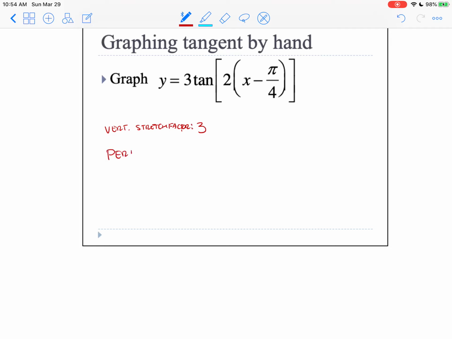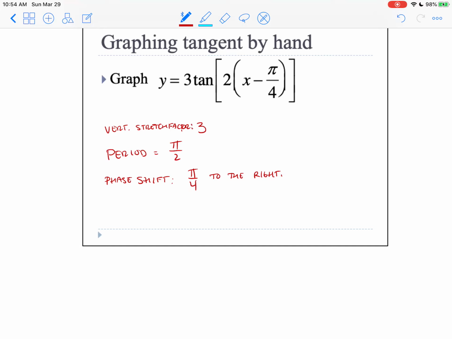Our period is pi over b, so it's pi over 2, which, there it is, my period is pi over 2. So our period has been cut in half, which makes sense because we have a 2 here, not a 1/2. So our period, which was normally pi, is now half the size, it's pi over 2. And our phase shift is pi over 4 to the right.